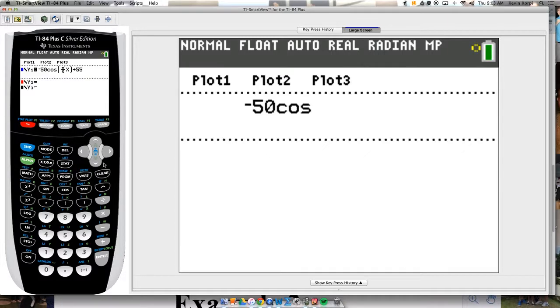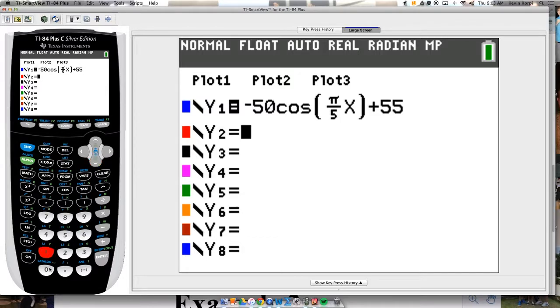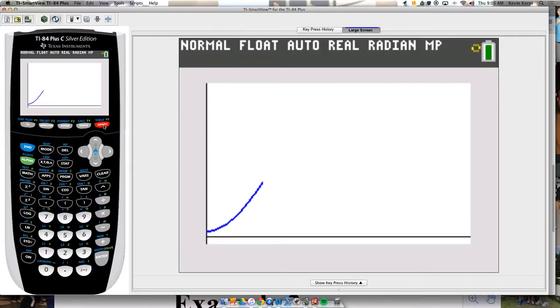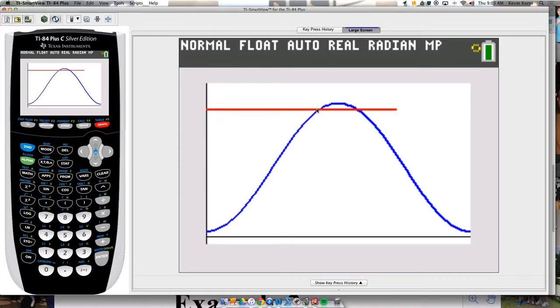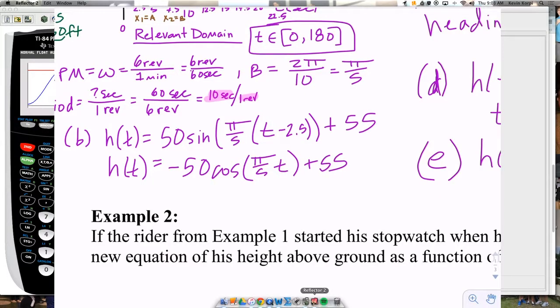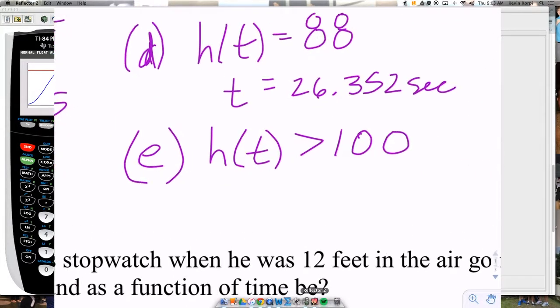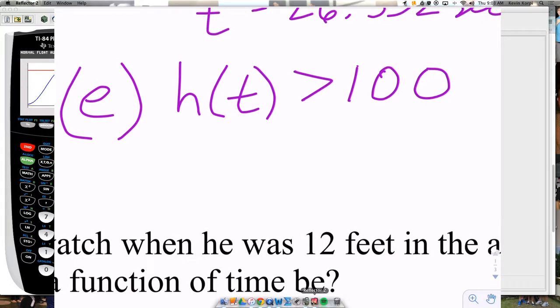And then in Y2, I'm going to graph 100. This will make the graph less congested, and we're able to see things a little bit better. All right, so there's once around in 10 seconds, and then here comes 100, and now we can see it a little bit better. So to find the points of intersection, by the way, you should get in this habit as well. Before you go to the calculator, you need to write down what it is you're actually solving. We wrote that down yesterday. We want to know when h of t is greater than 100.